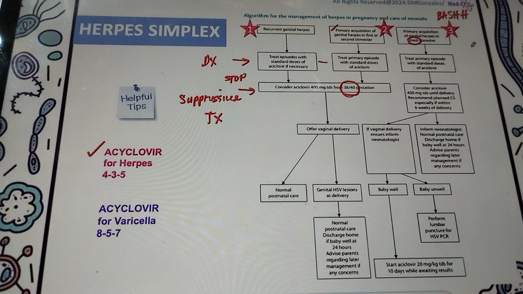How many weeks age of gestation? Anyone? Guys, wake up. What is the start of the third trimester? 28 weeks. Okay, thank you.